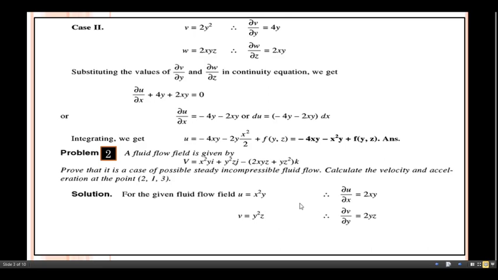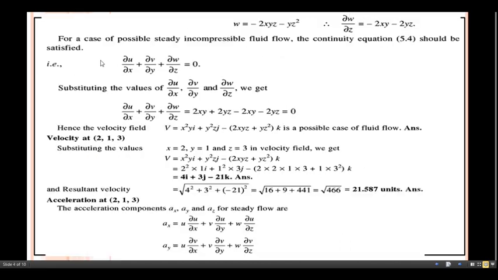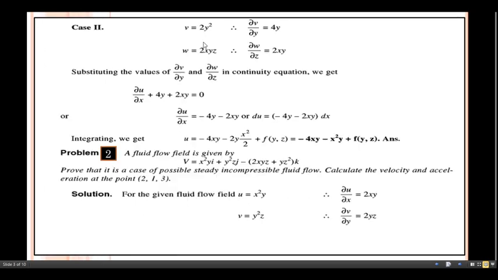Now from every term, our ultimate aim is to get ∂u/∂x, ∂v/∂y, and ∂w/∂z. This is the continuity equation for steady incompressible fluid flow. Once we get these terms, we can get the required case. Now here, differentiate u with respect to x. So ∂u/∂x is nothing but 2xy. Differentiate this term with respect to x.